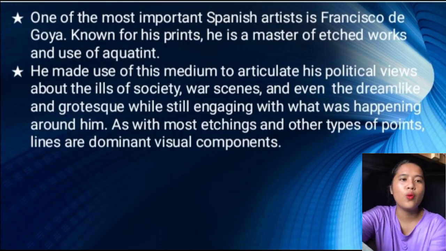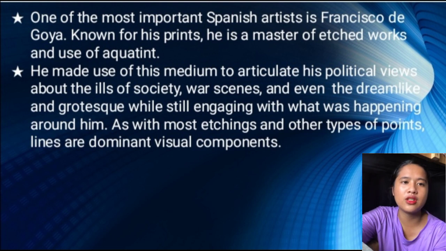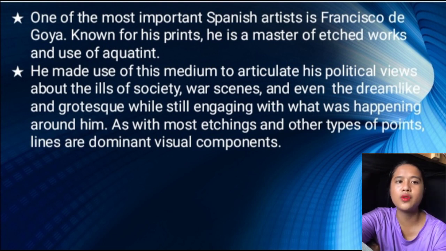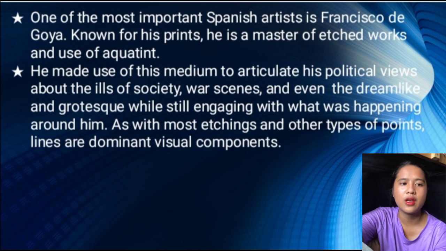So next, one of the most important Spanish artists is Francisco de Goya. Known for his prints, he is a master of etching and the use of aquatint. He made use of this medium to articulate political views about the ills of society, war scenes, and even the dreamlike and grotesque, while still engaging with what's happening around him. As with most etchings and other types of prints, lines are dominant visual components.